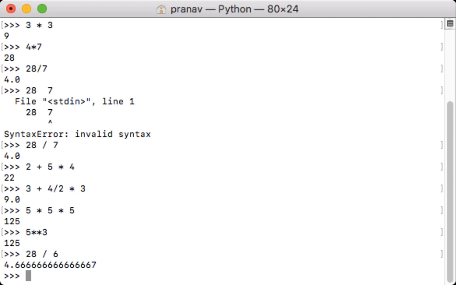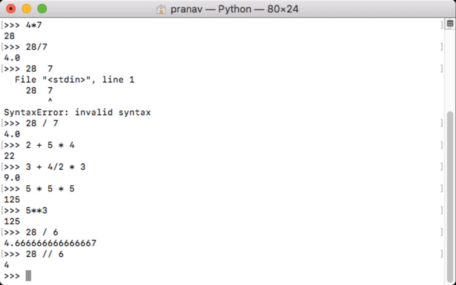And there's this thing you can do in Python, the double backslash, where it completely removes this entire .66667 and just leaves you with the 4. If you want to see what I mean, instead of just doing the regular 28 divided by 6, we can do 28 double backslash 6, and now we just get 4. By doing this, we simply remove the decimal part at the end.